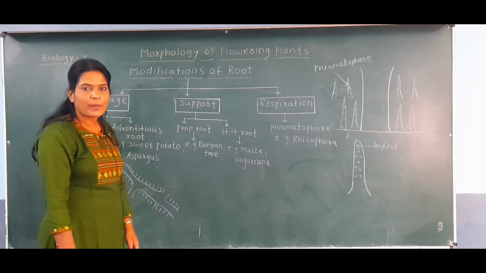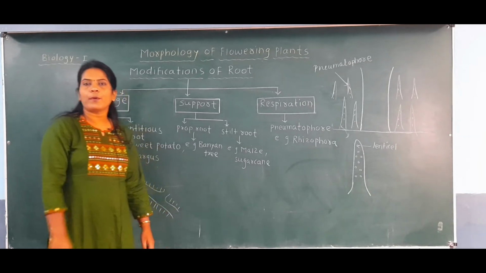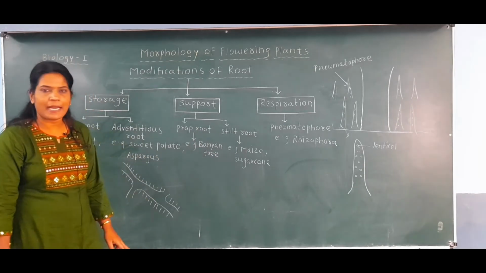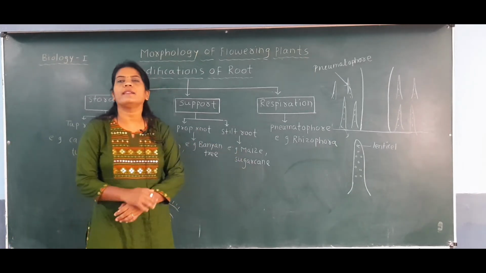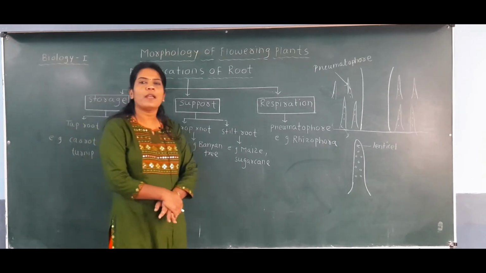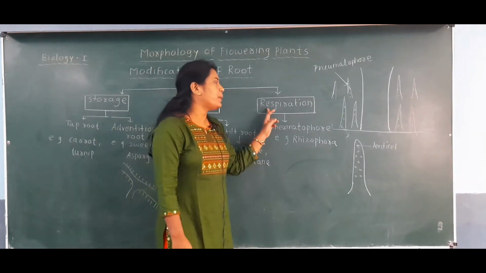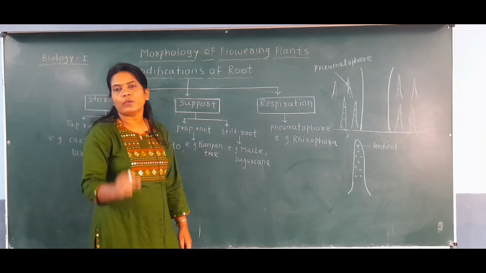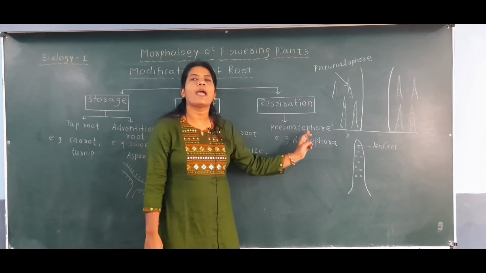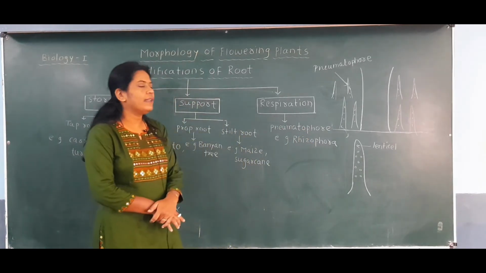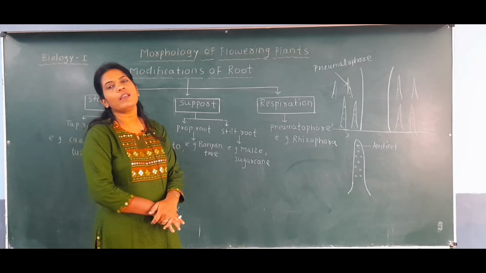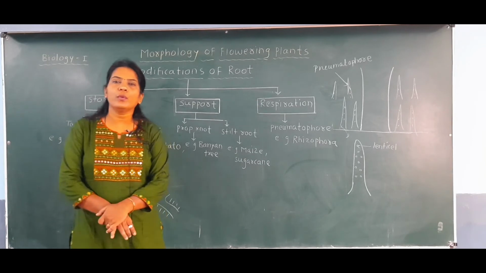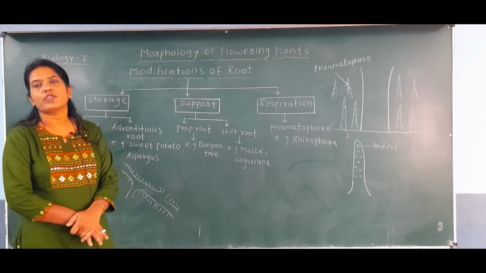Then in the second column, support, you have to make again 2 types of roots: prop root and stilt root. Example of prop root is the banyan tree, and example of stilt root is maize and sugar cane. Now in the third column, that is respiration, again you have to mention the name of the root, that is the pneumatophore, and example of it is Rhizophora, which generally grows in the swamp area. So here we have finished the second part of the root, that is called the modification of the root.